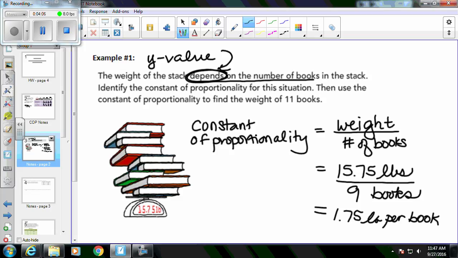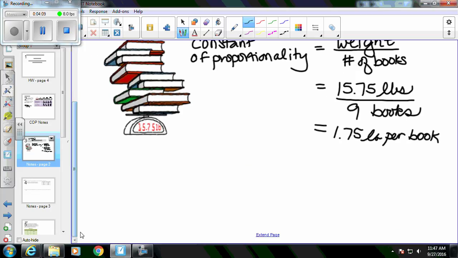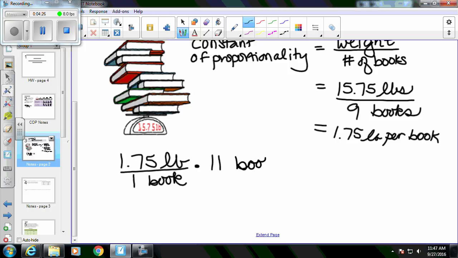Now we want to use that to find the weight of 11 books. So I have 1.75 pounds for one book. And we're using a conversion here. We want to find the amount of 11 books. When I multiply 1.75 times 11, I get 19 1/4 pounds.